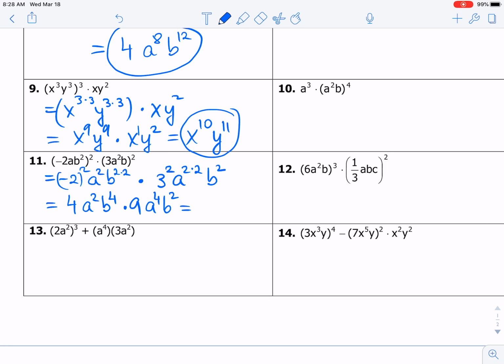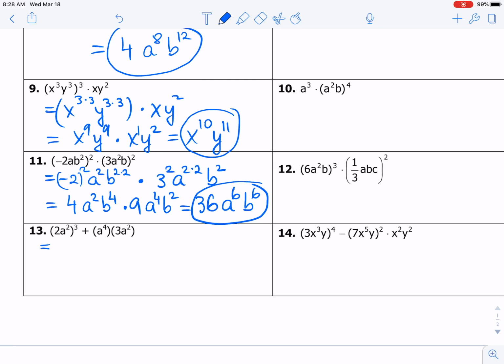So I have to use the product rule, so 9 times 4 is 36, and then we have a to the 2 plus 4 is 6, b 4 plus 2 is 6. So 36, a to the 6th power, b to the 6th power. So you should try number 12 by yourself, and then we're going to do 13 together. So let's look at 13.